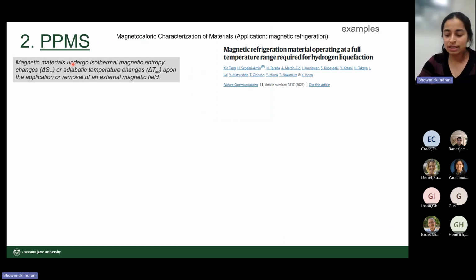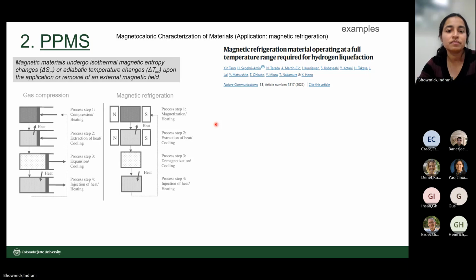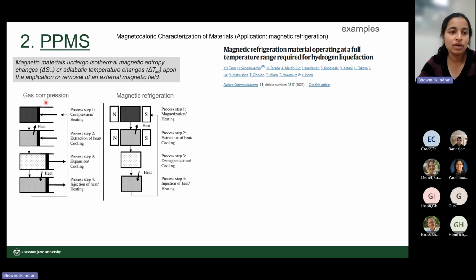Another thing I would like to highlight here is magnetic refrigeration, which is a newer technique that people are trying to develop for cooling, which works almost the same way as gas compression. So we compress, which heats the sample. Then when you release it, it releases that heat, and then you go through that. So you use that compression method, release the heat, extract that heat, compress more.